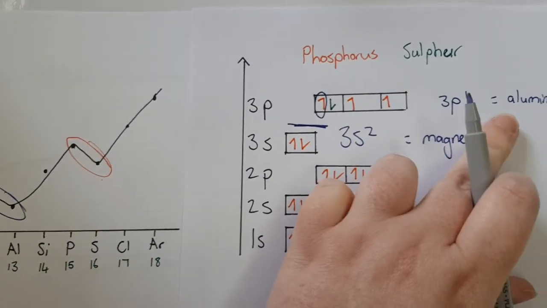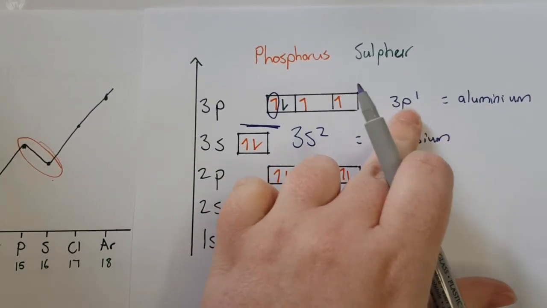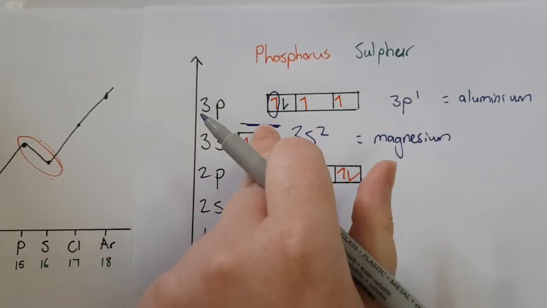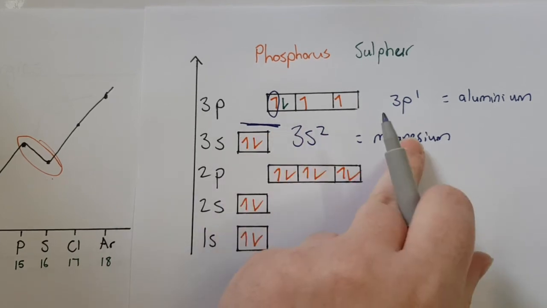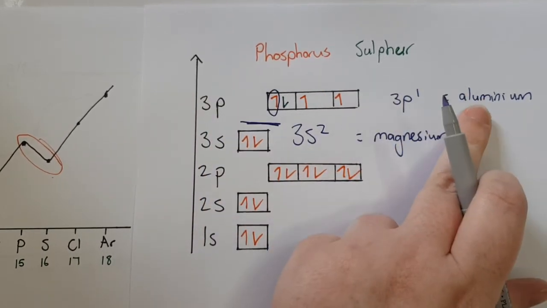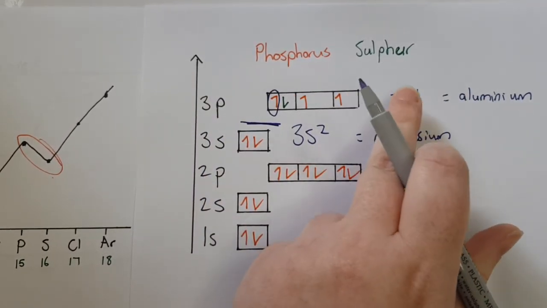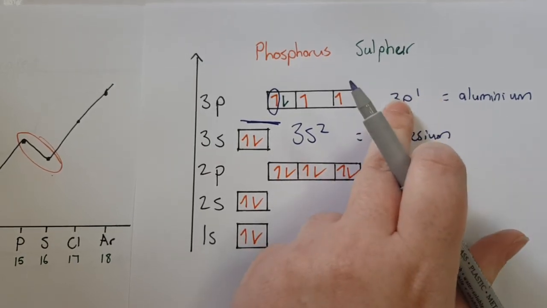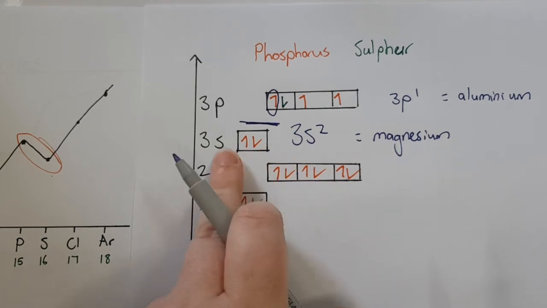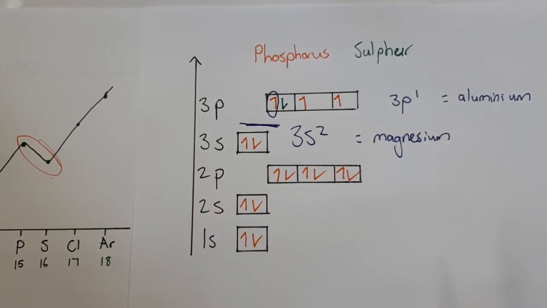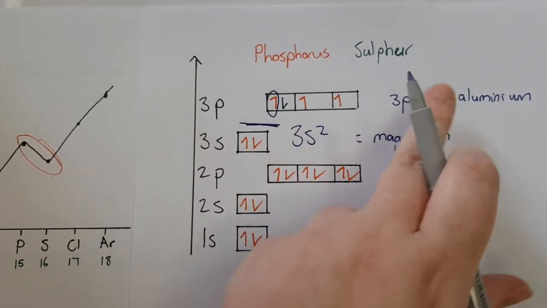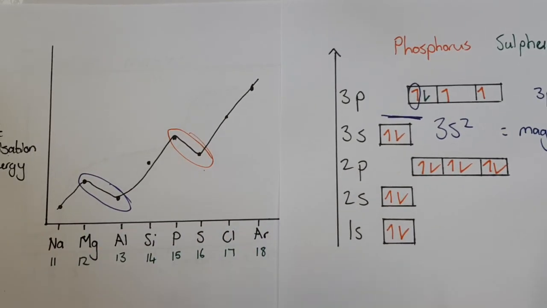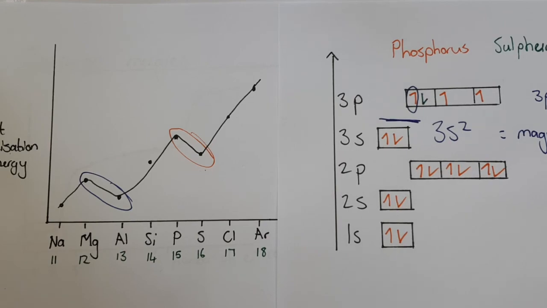Because it's got that extra electron in the p orbital being further away than the s orbital, which is now full for magnesium, it makes it slightly easier for aluminium to lose that one electron in the p orbital, because it's there on its own further away, as opposed to magnesium, which has full shells. And that's how we explain those two anomalies on that graph, as well as the general trend of ionization energy.